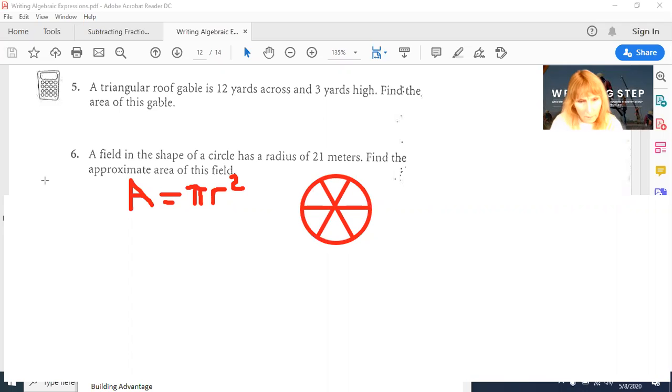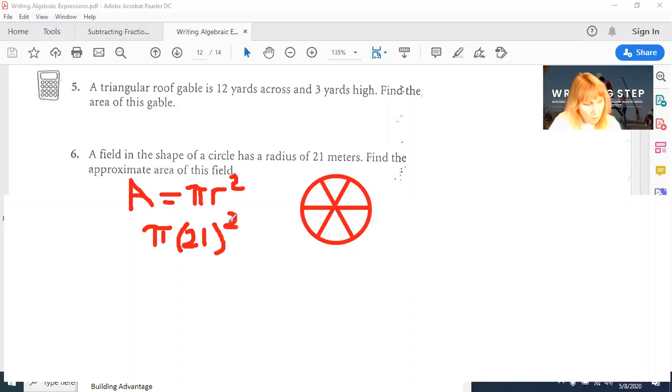Okay, so we are given the radius of 21 meters. And then pi, in case you don't remember, pi is 3.14 approximately. It's really a never-ending number. It's an irrational number, but most times you'll just use 3.14 for pi. You could also use 22/7 to get a more accurate evaluation of pi. So pi is 3.14 and r squared, so we have to square 21. We have to multiply 21 times itself.